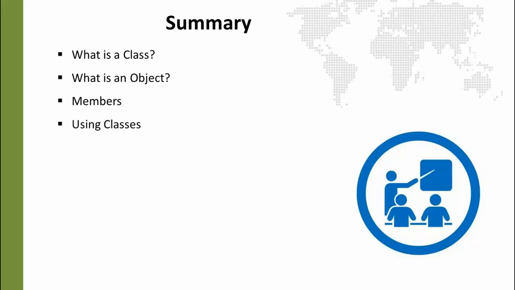Then we went through some examples and I showed you how we could create a class. We created a printer class and we made some data for that printer class. And we saw how we could create different instances of that printer class and then use those objects and manipulate those objects in our code.